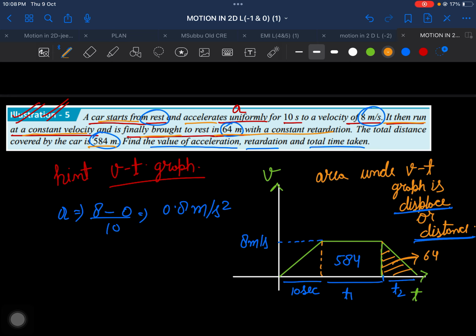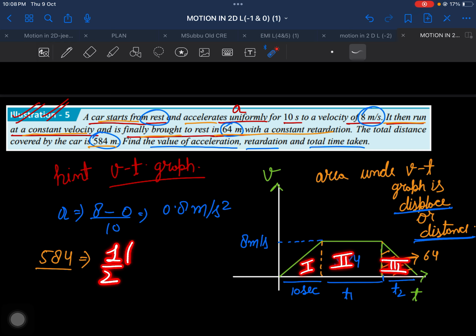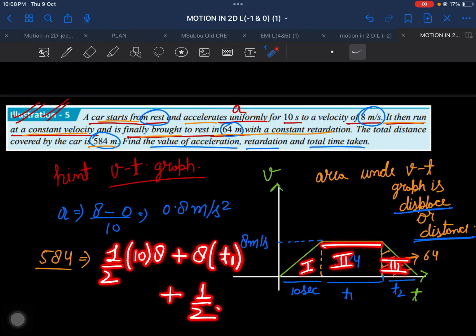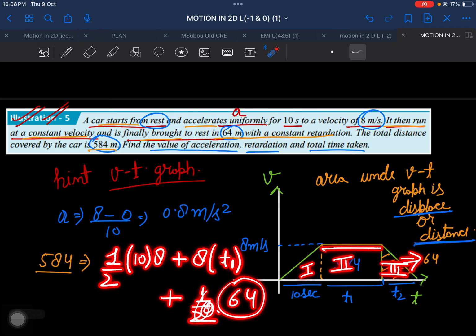Okay, just check. So your total distance 584 will be equal to what? This is the first section, this is the second section, this is the third section. So the summation of all the areas of these sections. The first section's area is half base into height, so base is 10 and height is 8, plus the next section, 8 into T1, plus the next section, which is 64, given here. This area is given as 64. So from here you will get your T1.